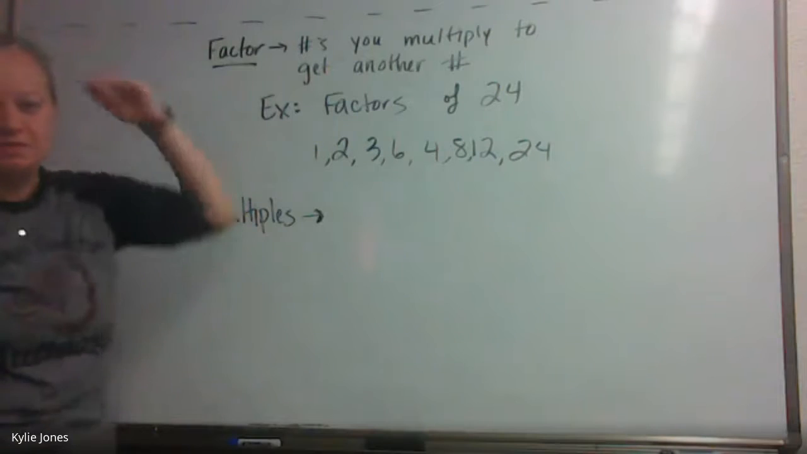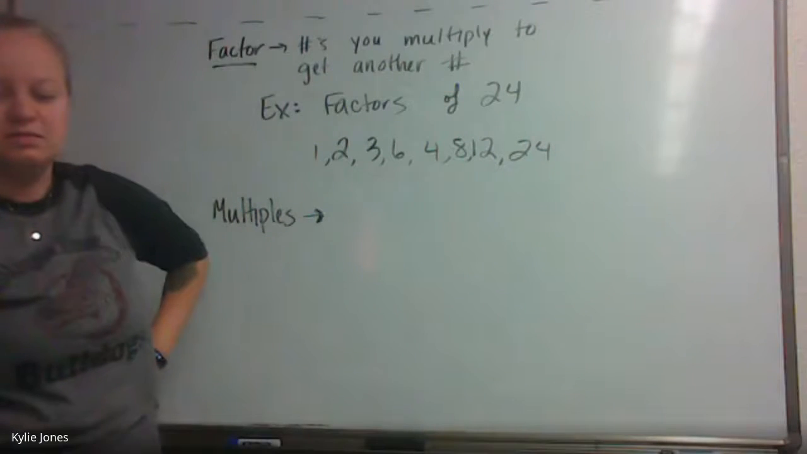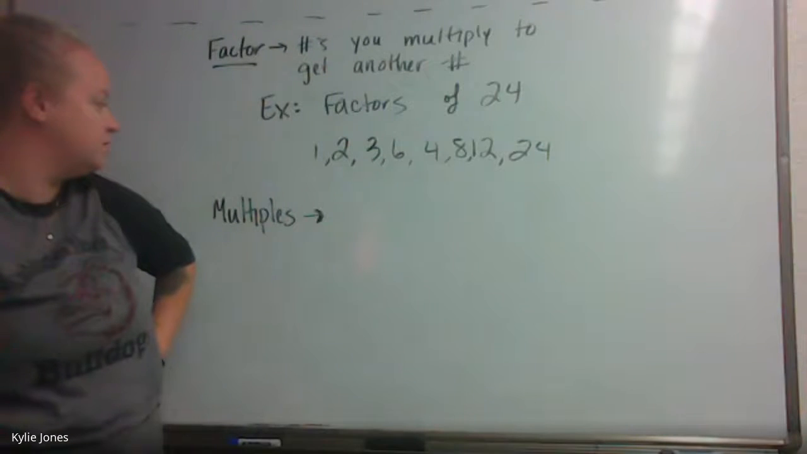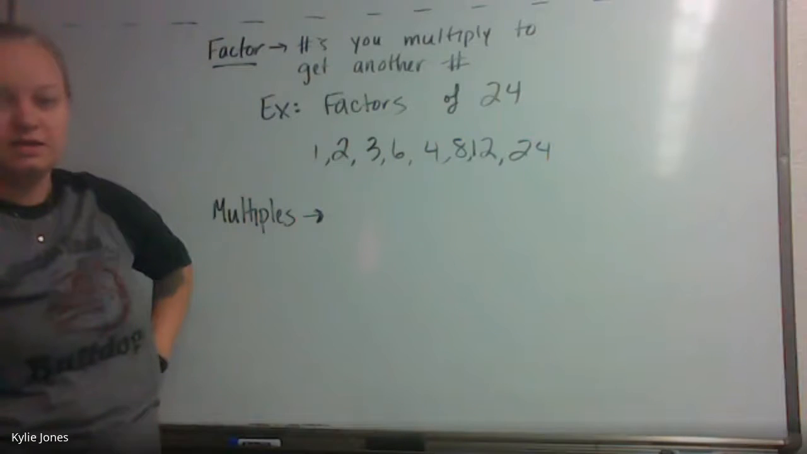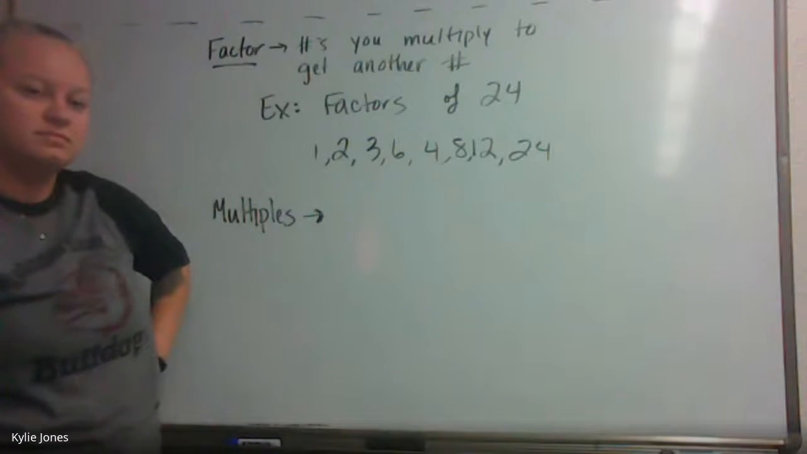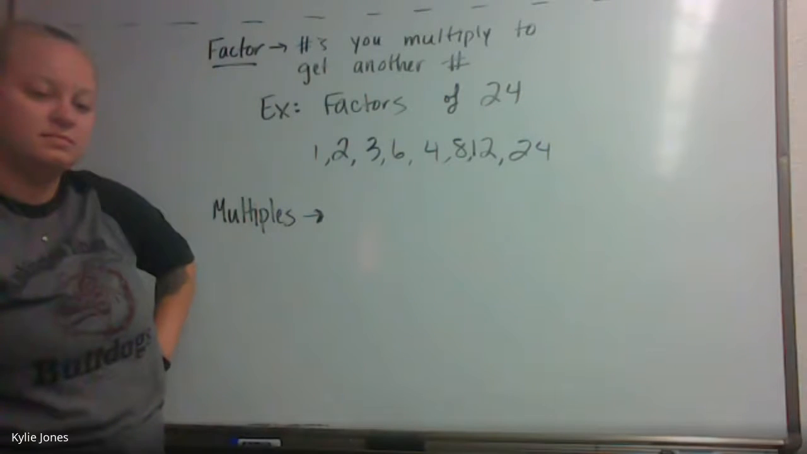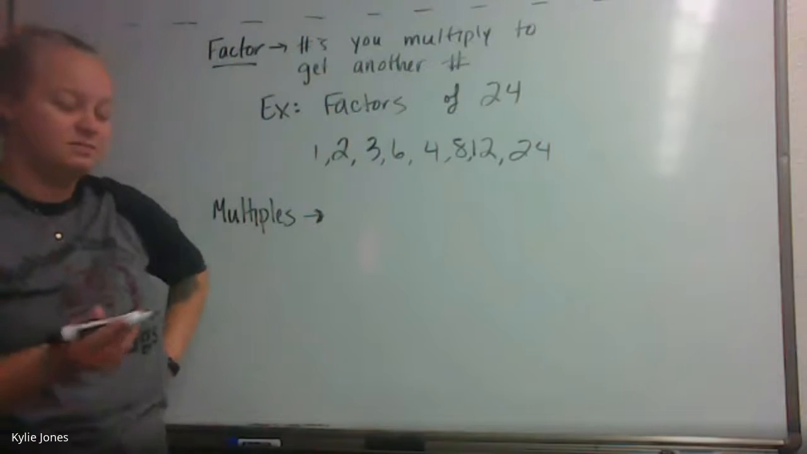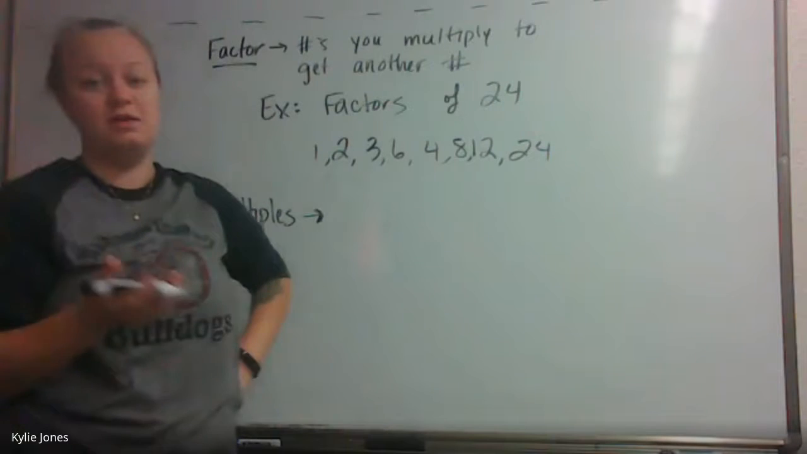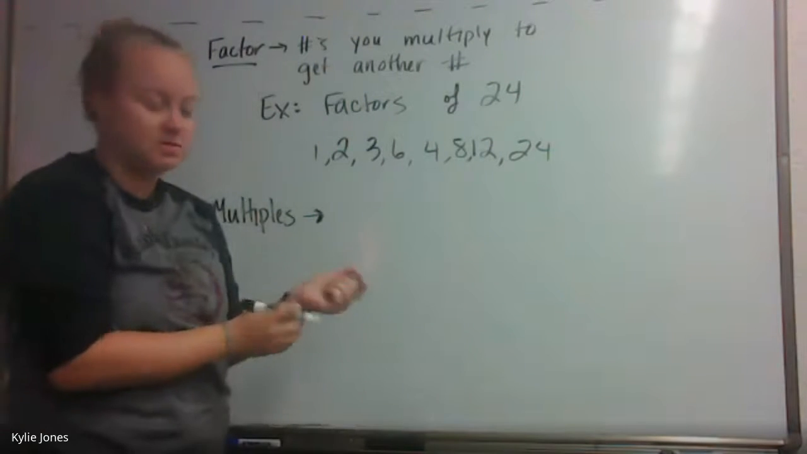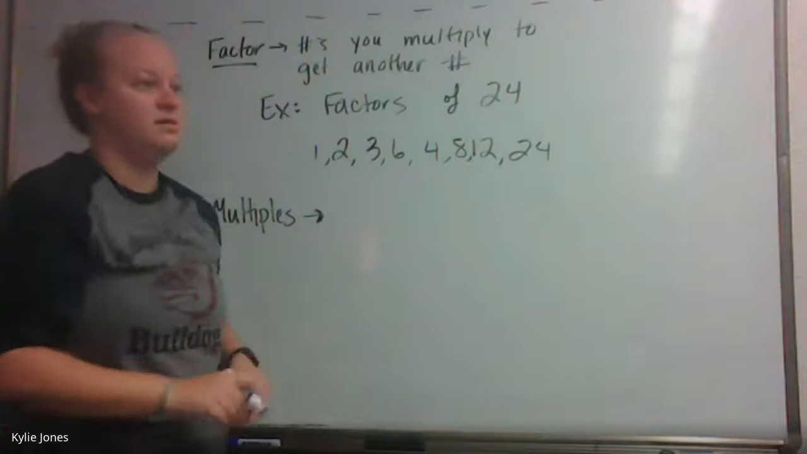Okay, what's a multiple? What does it mean if I'm trying to find the multiples? Any ideas? What's a multiple? No ideas? If I were to list the multiples of 10, it would be 10, 20, 30, 40. So how would you describe a multiple? It's skip counting by the number. Okay, you're skip counting by the number.